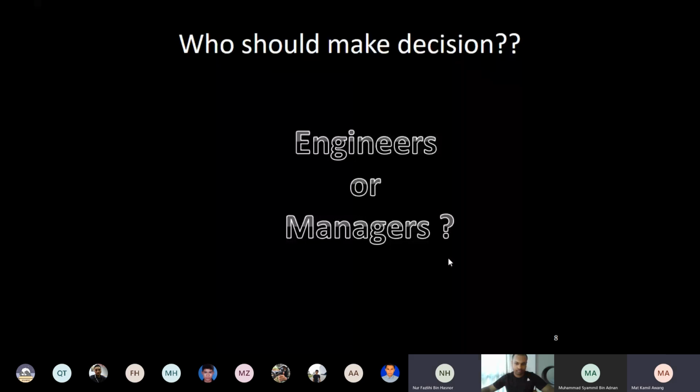Yes. It has to be both of them. Both have to have input in making the decision, but the final say is normally the manager. The final say of that decision normally is the manager. But the engineers shouldn't be left out of the decision-making process. The engineers must participate in the decision-making process.